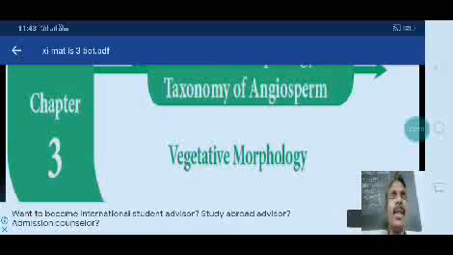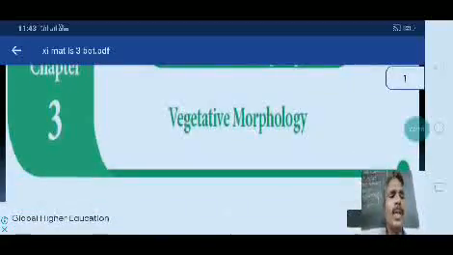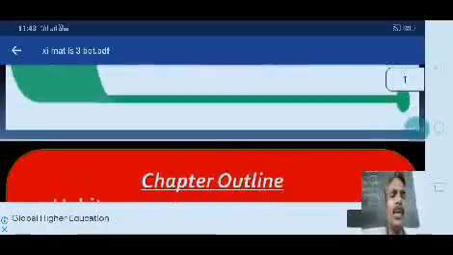These come under vegetative morphology. Then reproductive morphology, there are flowers. These come under reproductive morphology. In that, androecium, gynoecium, and so on are there. Okay, there are topics you have to see one by one.